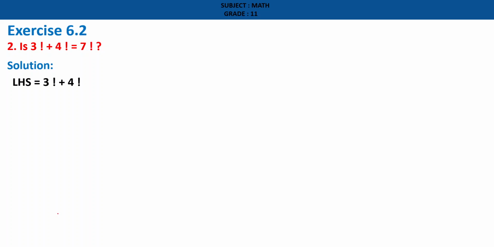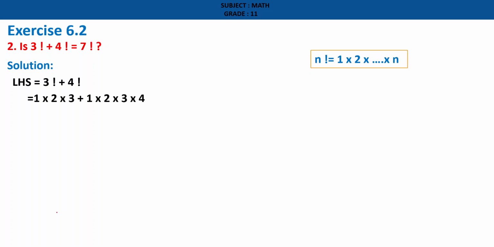Left hand side is 3 factorial plus 4 factorial. We know that n factorial is 1 into 2 into till multiplication of n values. Therefore, 3 factorial is 1 into 2 into 3 plus 4 factorial is 1 into 2 into 3 into 4. That is 1 into 2 into 3 is 6. 1 into 2 into 3 into 4 is 24. 6 plus 24 is 30.